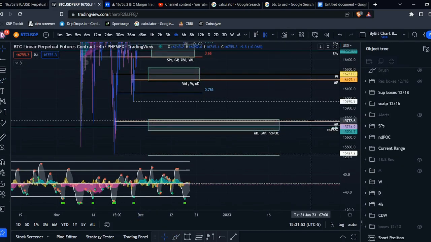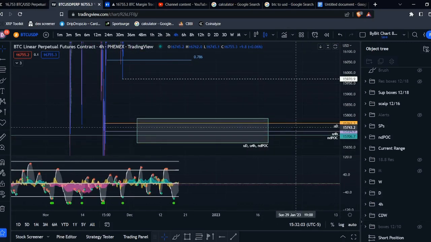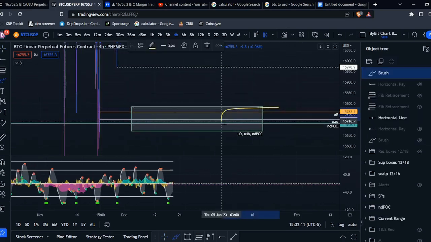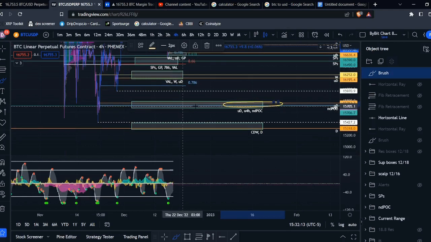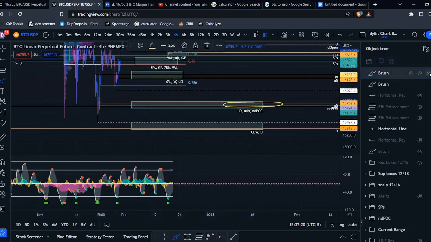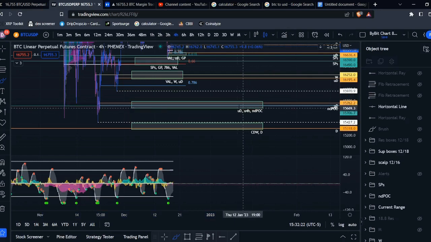But right below that, we got a very interesting level in between 15,770 and 15,670. We've got this untapped daily level, we've got an untapped 4 hour level, and a NDPOC. So this is some nice confluence right here, and it's also coming in right around the lows. So yeah, that is a very interesting level of support that I'm going to be watching.